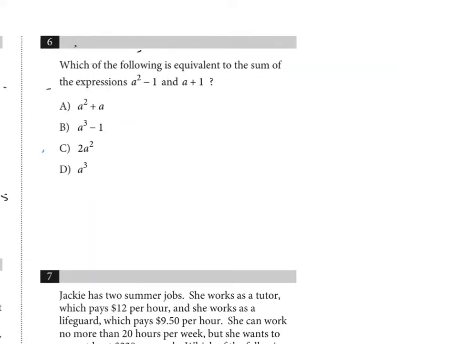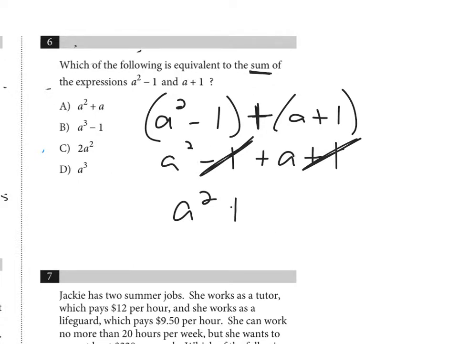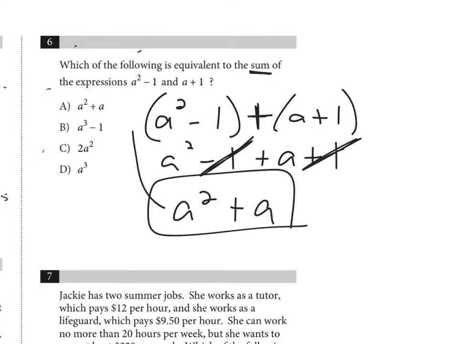Problem 6, which of the following is equivalent to the sum of these expressions? So here we want to take a squared minus 1 and add a plus 1. So here we're going to have a squared minus 1. And then since we have a plus, we're just going to drop the parentheses. So plus a plus 1. So here we're going to have a squared, negative 1 and positive 1 cancel, plus a. So a squared plus a, or answer choice A.